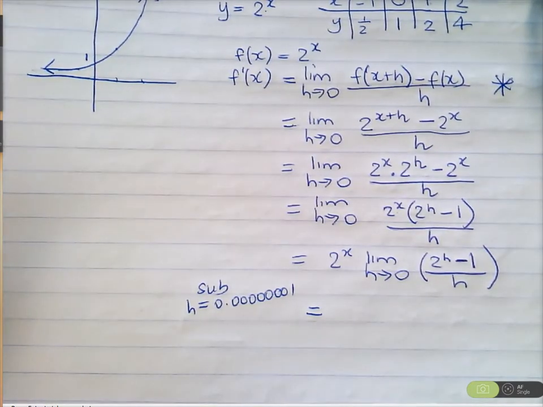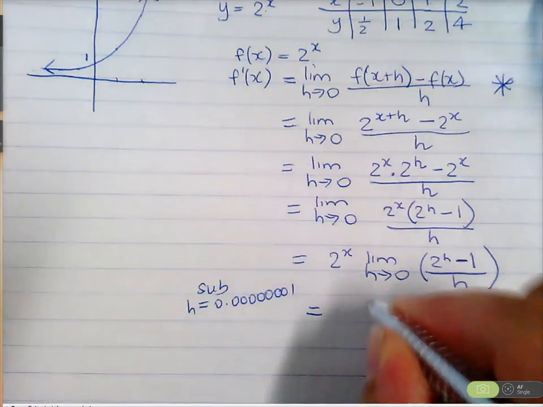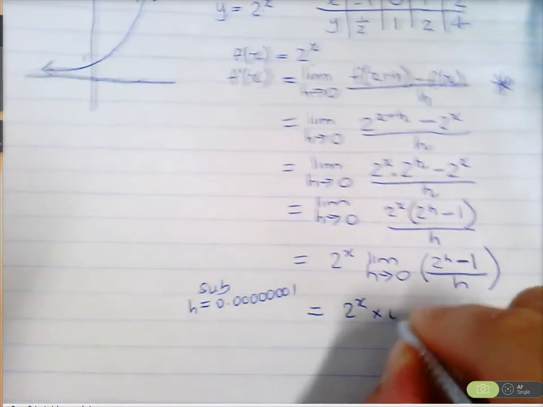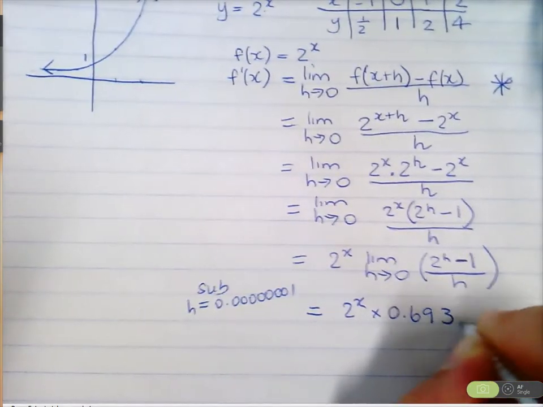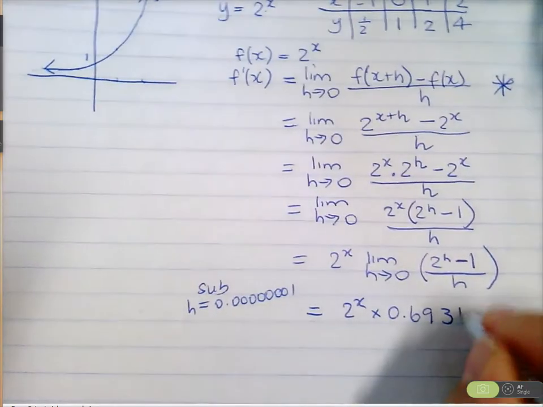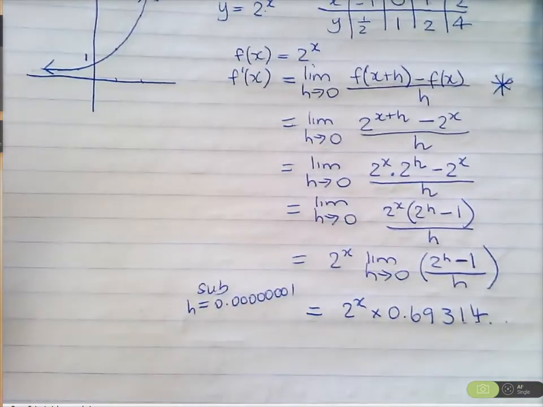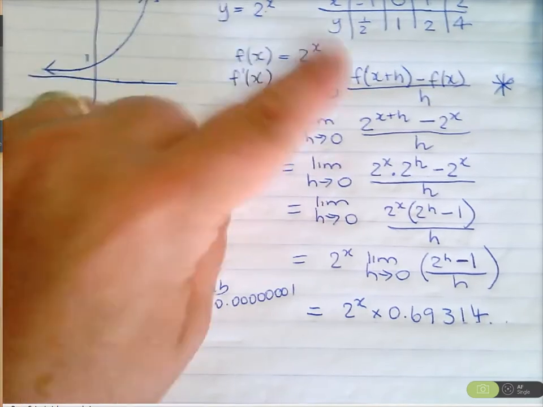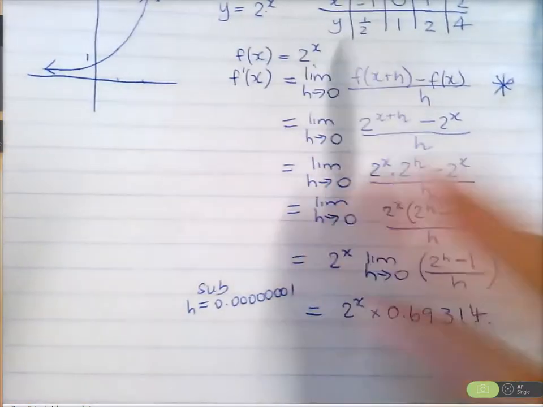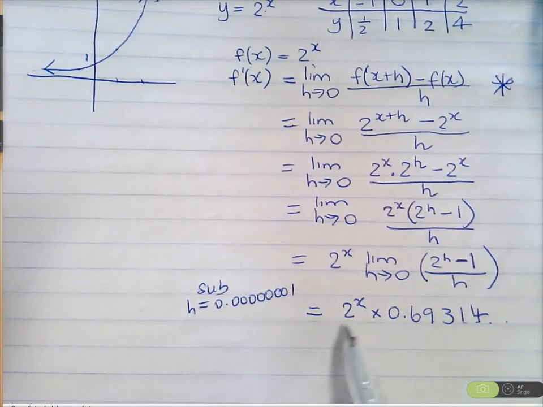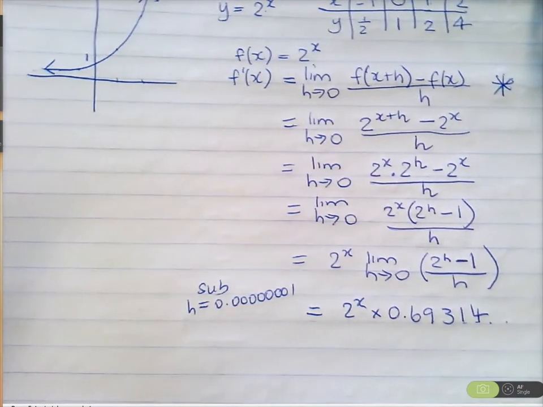Give me an answer. I've got 0.693. So it's that times 0.693 approximately. Whatever. So girls, when I differentiate a function of x, when I differentiate 2 to the power of x, my answer is 2 to the power of x times 0.69314, which is just a constant.